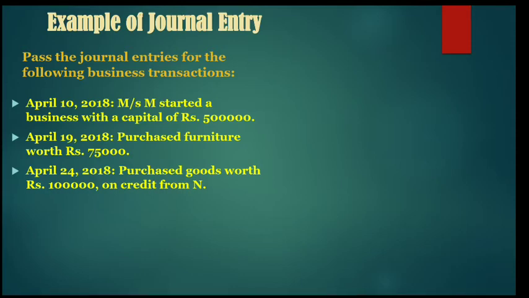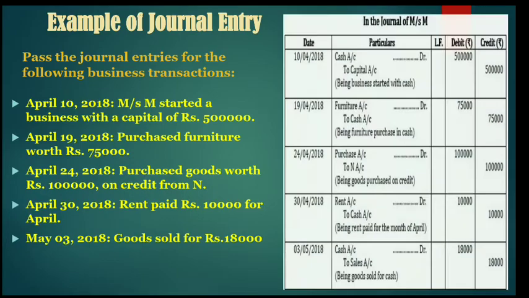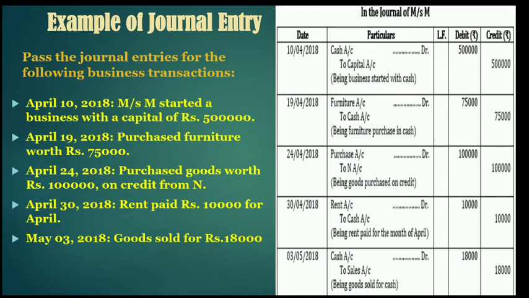On April 30th, 2018, rent paid rupees 10,000 for the month of April. May 3rd, 2018, goods sold for rupees 18,000. Now see how to enter each and every transaction in the journal. On April 10th, 2018, Messrs. M started a business with a capital of rupees 5 lakhs.